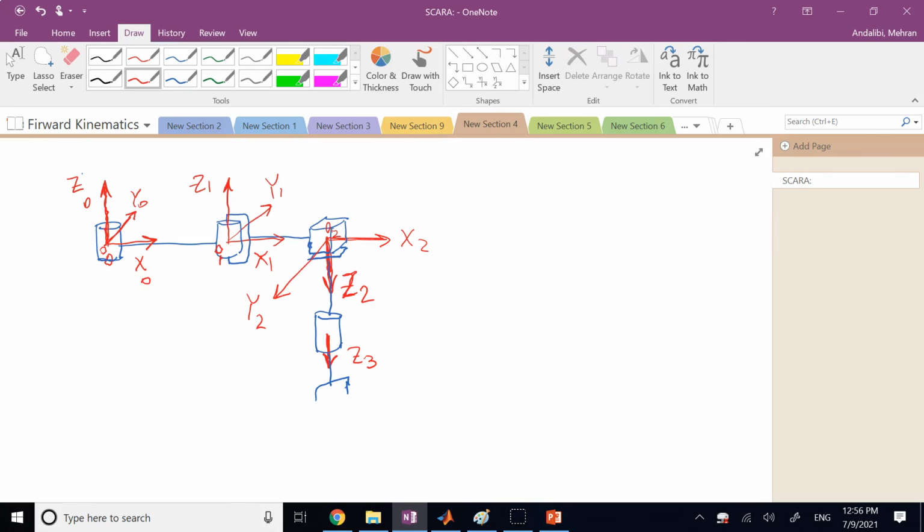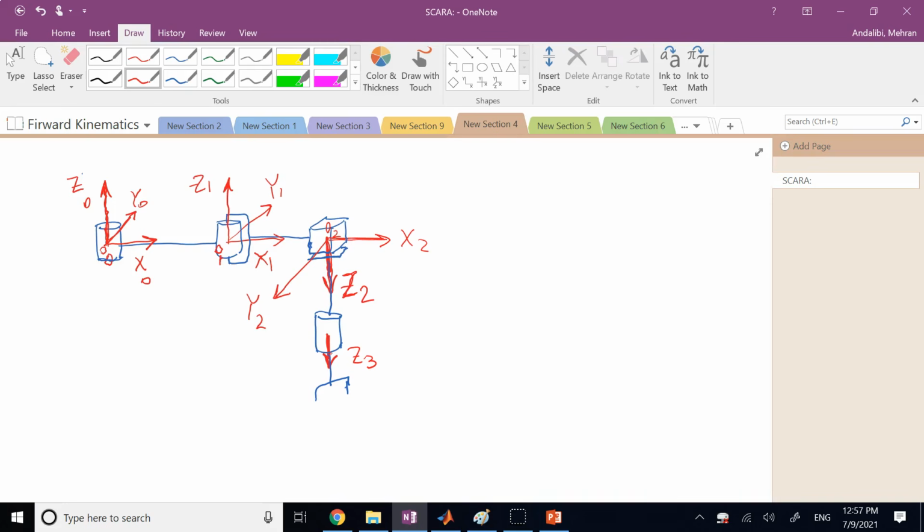Again, Z2 and Z3 are parallel, or in this case, collinear. And so I can select my origin 3 to be anywhere along Z3. It's better to look at X3. X3 has to be perpendicular to Z2. Z2 is downward, so X3 can literally, in this case, be any vector, as long as it's horizontal or it is perpendicular to the plane. They would both work.